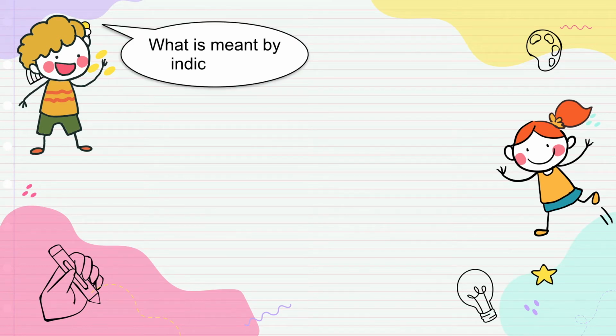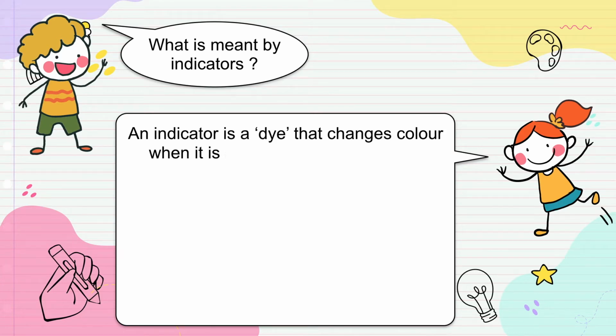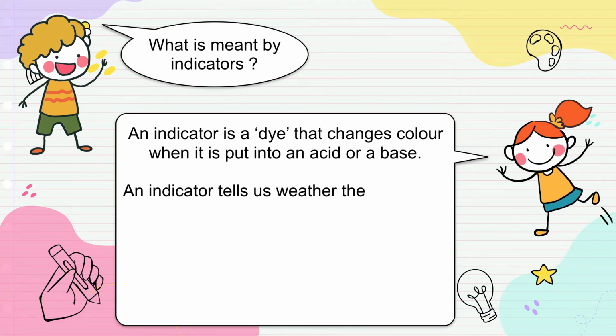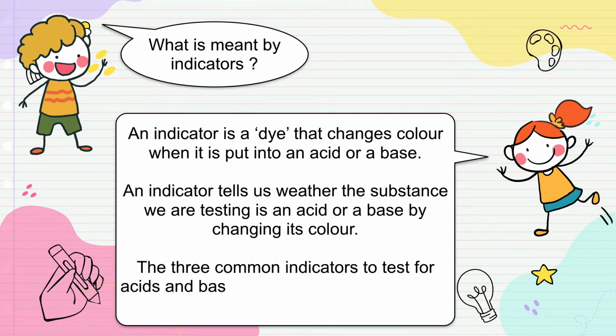What is meant by indicators? An indicator is a substance that changes color when it is put into an acid or a base. An indicator tells us whether the substance we are testing is an acid or a base by changing its color. The three common indicators to test for acids and bases are litmus, methyl orange, and phenolphthalein.